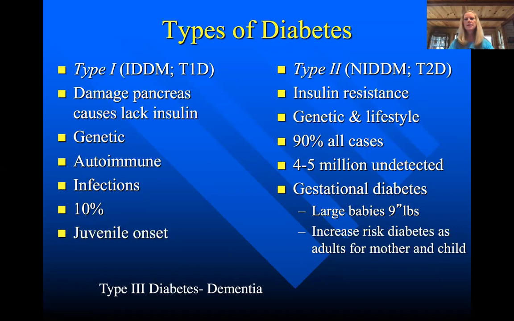So type 2 diabetes has both genetic and lifestyle components, and about 90% of all cases of diabetes are type 2. We've got a lot of people out there undetected, and I don't need you to know raw numbers, but I want to tell you how we know we've got people undetected. They'll do these every now and then.